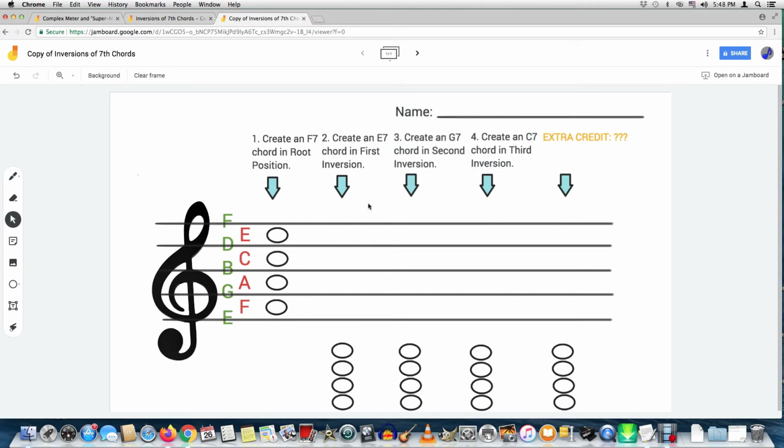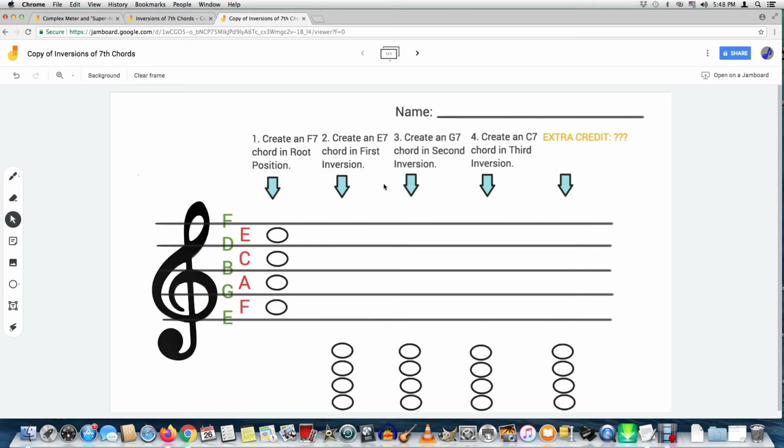Okay? So now number 2 says create an E7 chord in first inversion. So let's practice that. We have to put the chord in root position first, but this time we can't just look at number 1 because number 1 is different. Number 1 is an F7 chord in root position. Number 2 is asking for an E7 chord in first inversion, but we're going to start with root position. So how do we put E7 in root position?